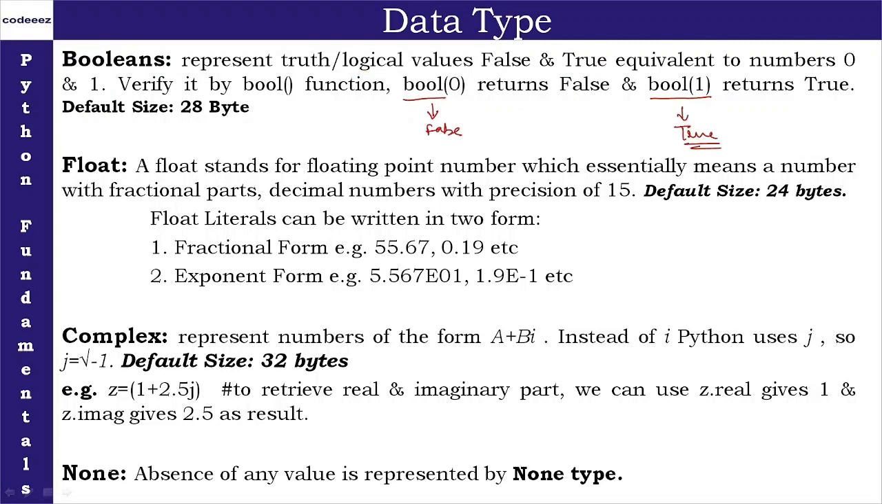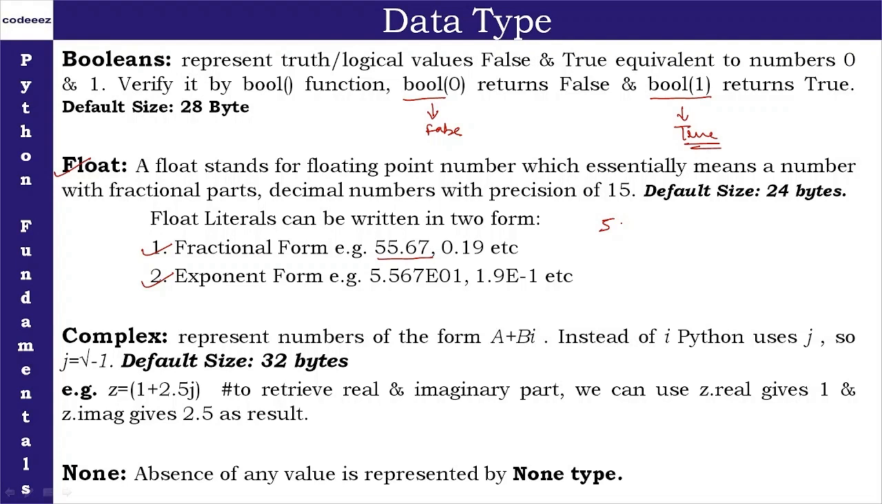Now the next is real numbers. In real numbers, we have two parts, float and complex. The very first one is float. In float, we represent the number in decimal form, that is, in fractional form. Float representation can be done in two ways: the traditional method that we follow, that is fractional form, and the exponent form. Fractional form is simply a traditional number. Here we represent a number with a decimal part, for example 55.67. This is a fractional form.